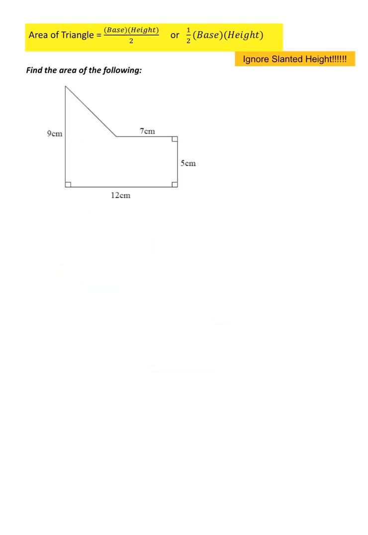Okay, we'll do one more like this. So again, I need to split this up. So I'm going to draw a line here. Now, in the rectangle at the bottom, the width is 5, so that means this one also will be 5. Which means the height of the triangle will be 4. Because 9 take 5 is 4. So for the area of the rectangle, length times width, that'll be 5 times 12, which is going to be 60.